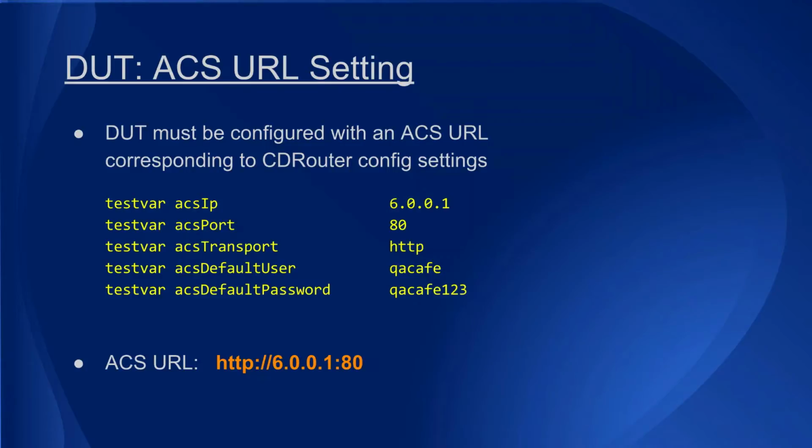So we're doing regular HTTP connections on port 80, using QA Cafe as the username and QA Cafe 123 as the password, and the ACS is running on 6.0.0.1. To construct a URL out of that, you just combine all of that information into a URL minus the username. You can't include the username in the URL. So we're going to have http://6.0.0.1 and :80. Often you can omit the port number if you're using the standard port number.